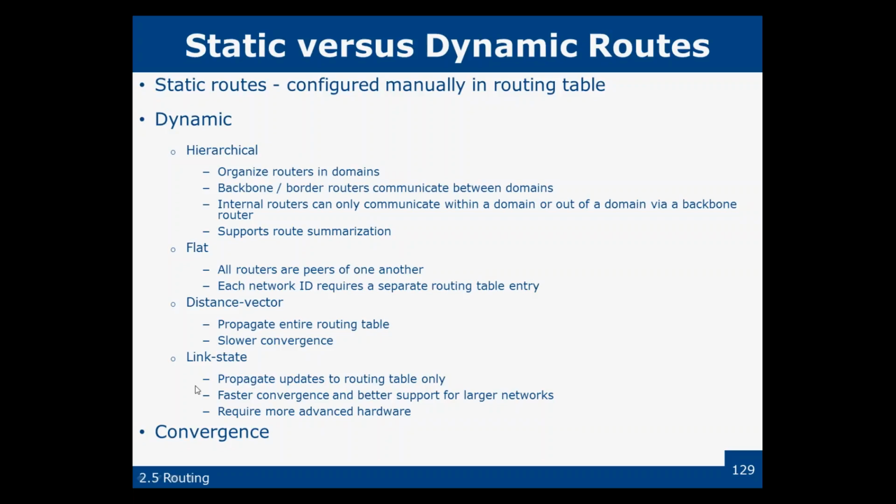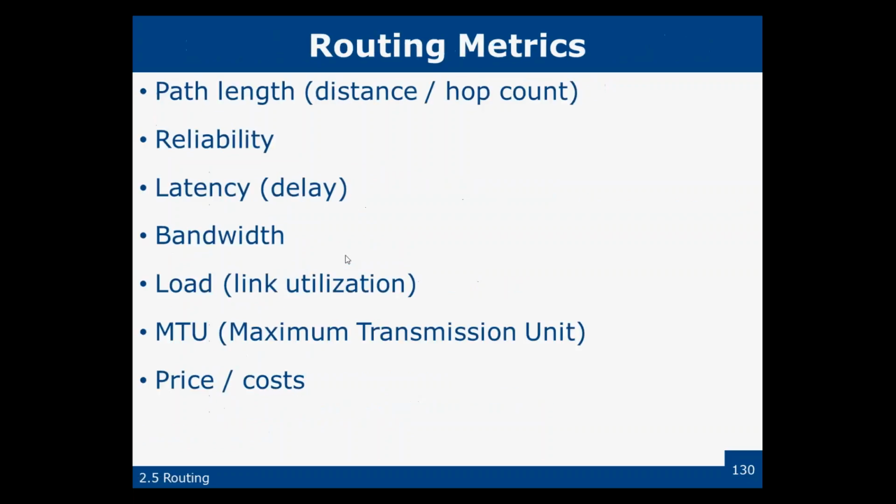A link state routing protocol, OSPF, is one that only propagates the updates. Once the routing topology is known to all of the routers, then instead of sending the entire route table every time, you only send the changes to the route table. It makes it a lot more efficient to do it that way. And again, convergence is when they all have the same information. And that may change at some point.